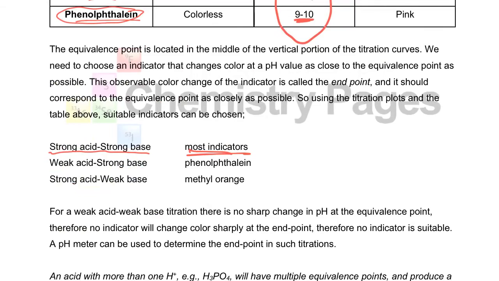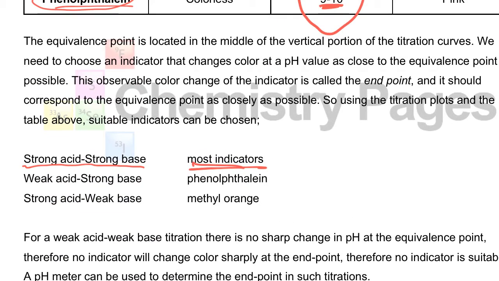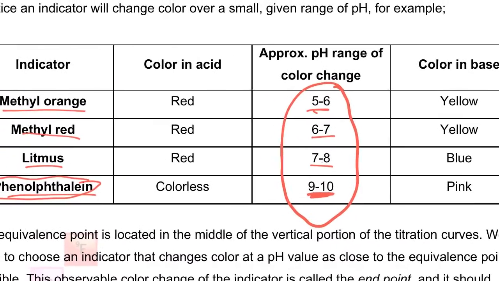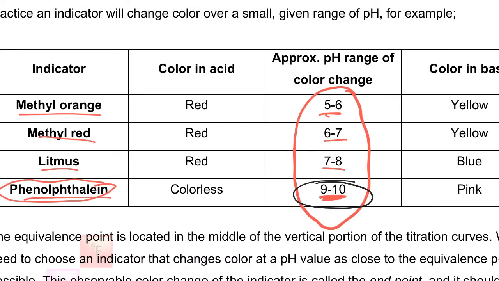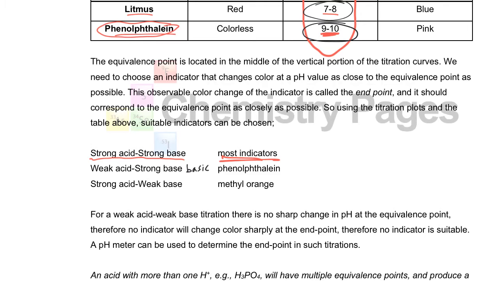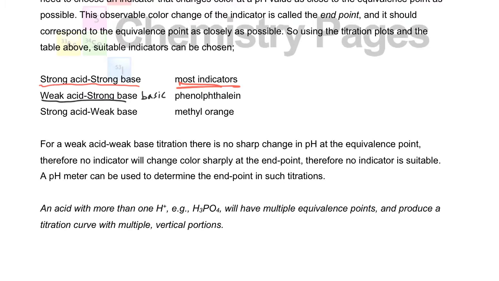Otherwise, if you have a weak acid and a strong base, that means this is going to be a basic equivalence point. The pH is going to be above 7 at the equivalence point. So you're going to want an indicator that turns above 7. That's why I said phenolphthalein is a good one. Probably litmus could work too, but you would not use methyl orange or methyl red for a weak acid, strong base. Okay? Alright, and then here's what I was saying before. A weak acid, weak base, there's no sharp change, therefore really no indicator will work. You should use a pH meter instead.